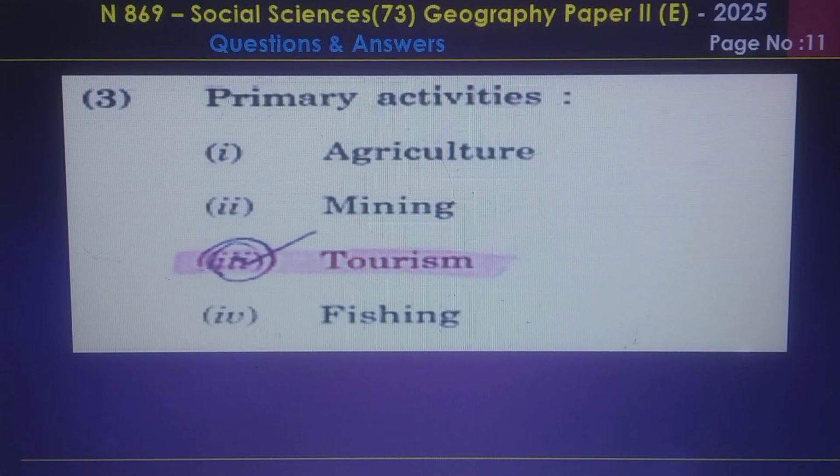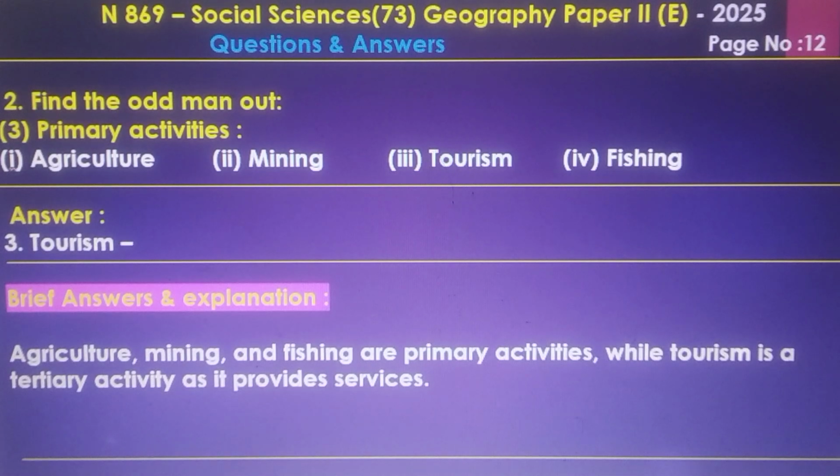Question number 3, the primary activities: agriculture, mining, tourism and fishing. The answer to this question is tourism. The brief answer and the explanation: agriculture, mining and fishing are primary activities, whereas tourism is a tertiary activity as it provides services.